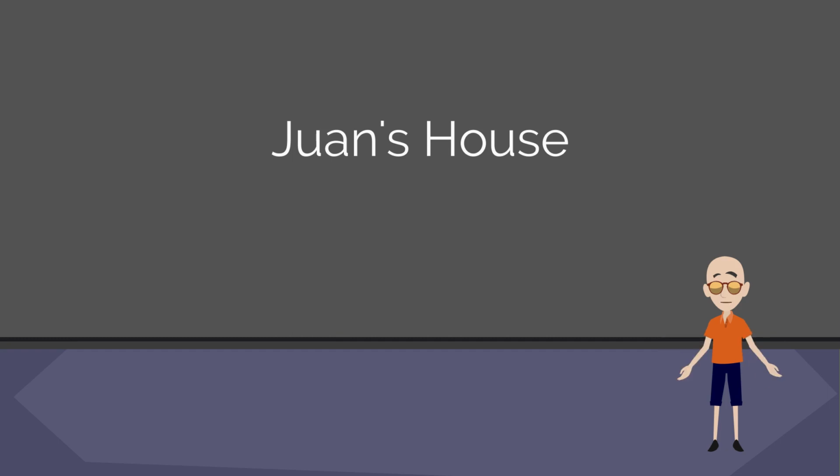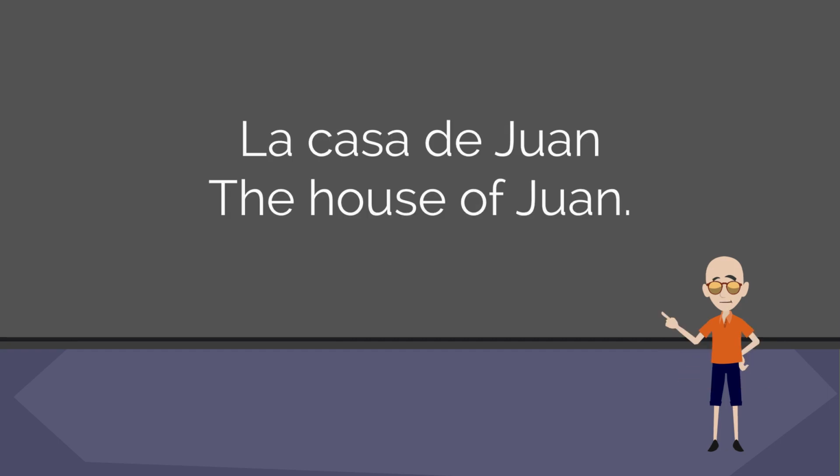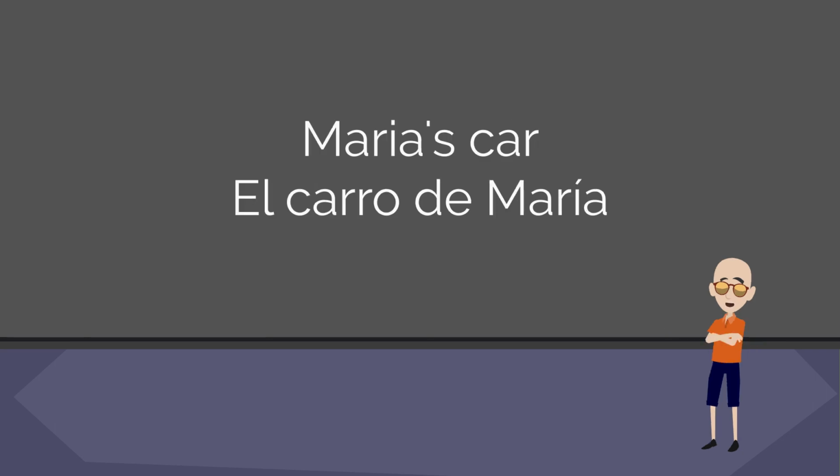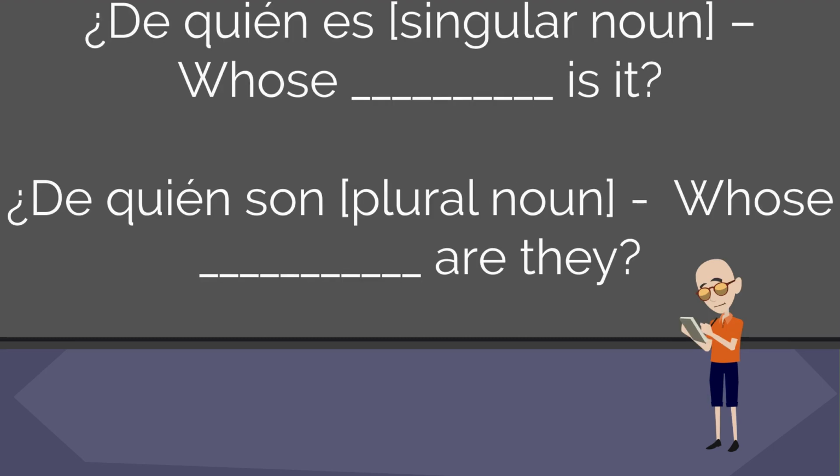For example, Juan's house. A lot of things are similar between English and Spanish, but this isn't one of them. There's no apostrophe S in Spanish. So Spanish expresses this by changing it a little. You don't say Juan's house, you say the house of Juan, la casa de Juan. So Maria's car would be el carro de María. That's pretty easy. You shouldn't have too much trouble with that.